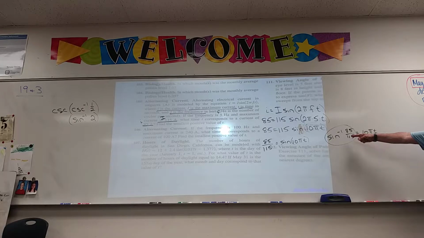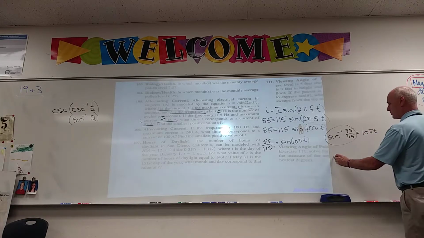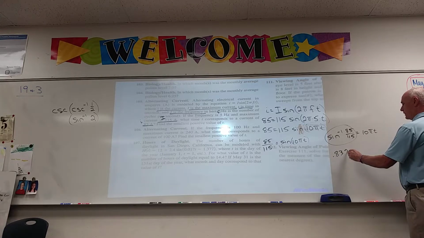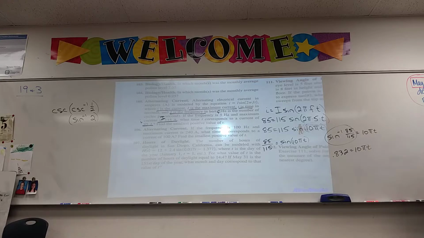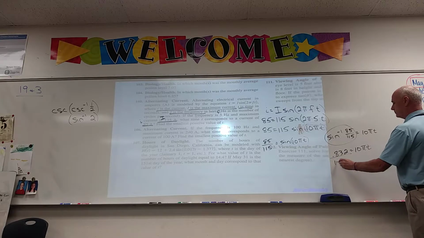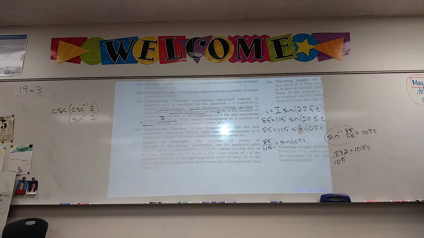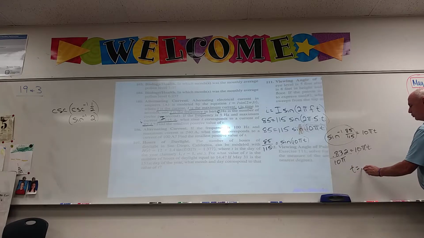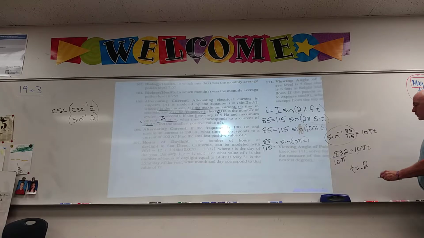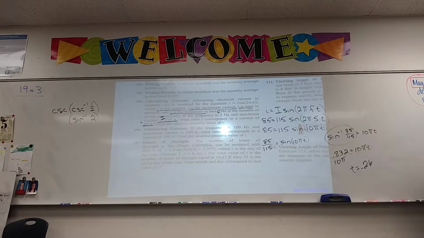So 0.9 something, 0.831. 0.832. Okay. 0.832 equals 10 pi t, and then divide by 10 pi, which is about 31.4, so a little more than 1/4, 0.27-ish. Rats. 0.26. 0.26 what? Second. Seconds.